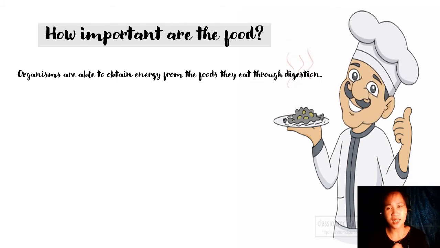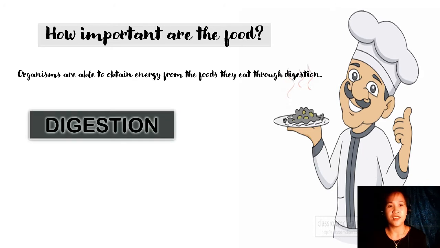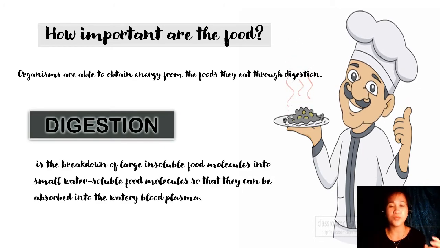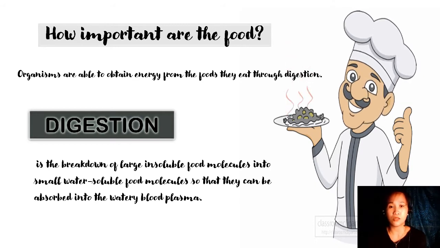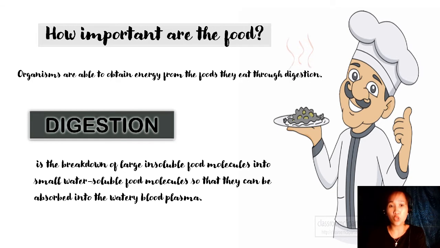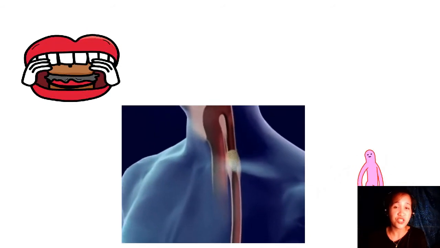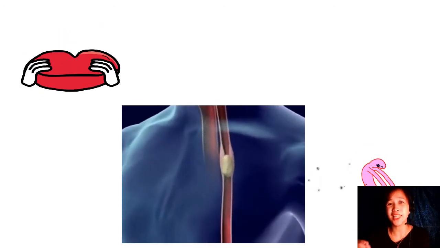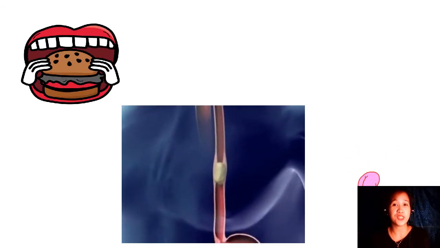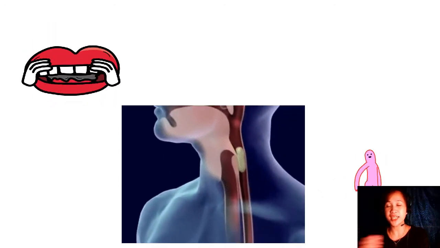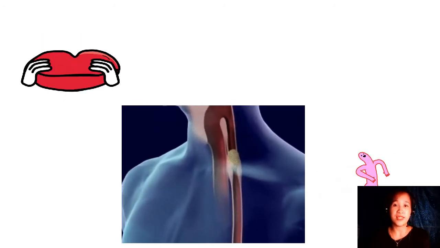And what is digestion? Digestion is the breakdown of large insoluble food molecules into small water-soluble food molecules so that they can be absorbed into the watery blood plasma. Almost all animals have a digestive system in which food enters the mouth first, right? And is moved through a long tube and exits the anus as feces.